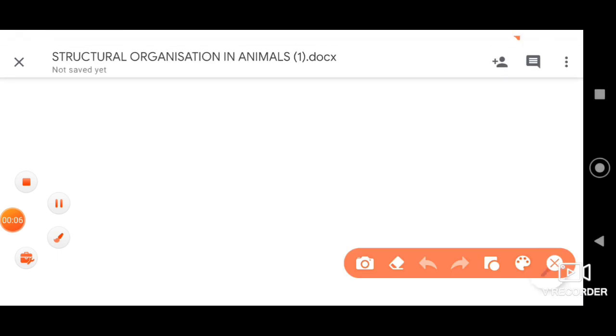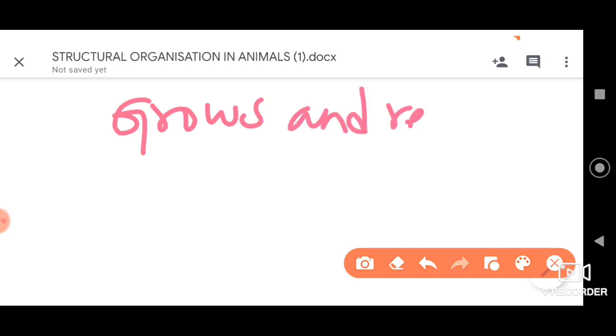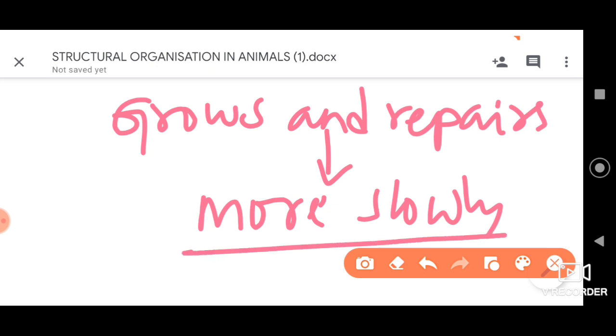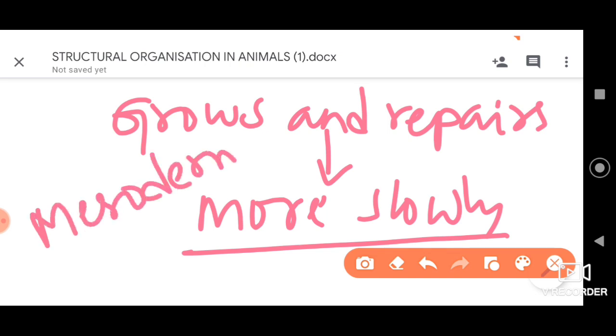Furthermore, let me tell you that cartilage grows and repairs very slowly. All right, they repair and grow more slowly when compared to all the other connective tissues. And as cartilages are connective tissues, as I have already told you, connective tissues are derived from the mesoderm, the middle primary germ layer. Almost all the connective tissues are derived from the middle primary germ layer called mesoderm, and the same goes for cartilage, dear students.